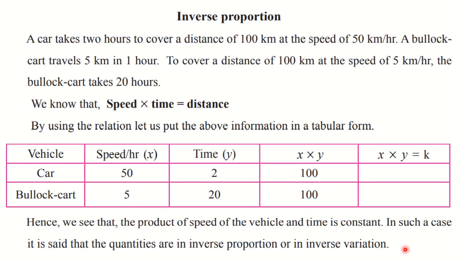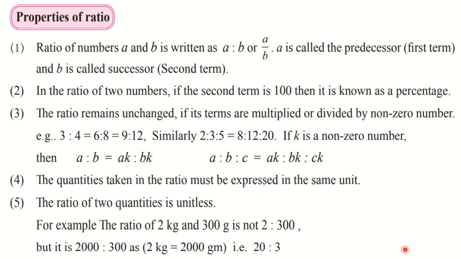So this was about direct proportion and inverse proportion. Afterwards we have seen properties of ratios. The very first property is that a ratio is always written as A is to B. How are you going to read it? A is to B, where A is called the first term and B is called the second term. If the second term of the ratio is 100, then that particular ratio is called a percentage.